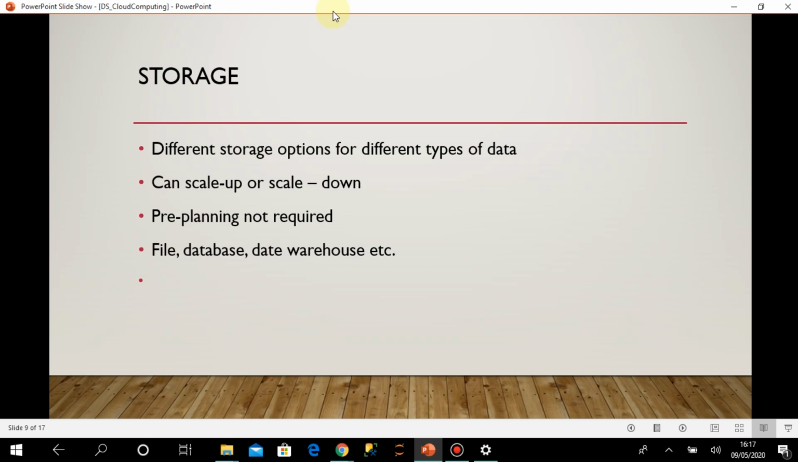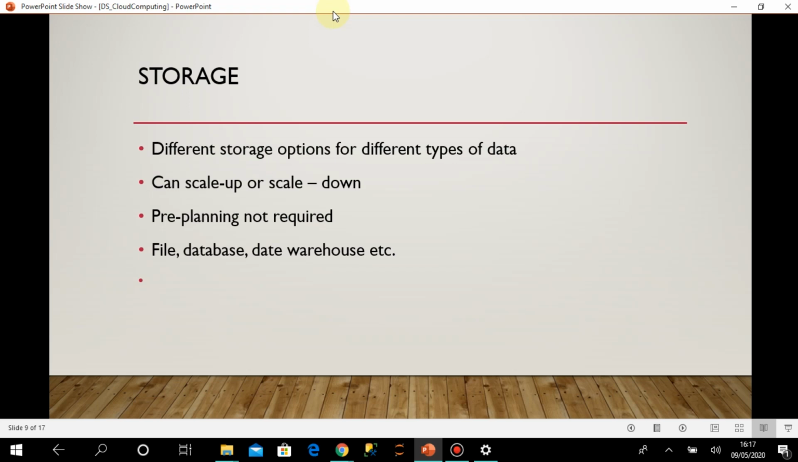Hello everyone. Let us continue our discussion on the introduction to cloud computing. So we have discussed what cloud computing is, why we should go for cloud computing, and then the different services that are being provided by the cloud providers. So we have already discussed compute power, and in this session we are going to discuss storage.